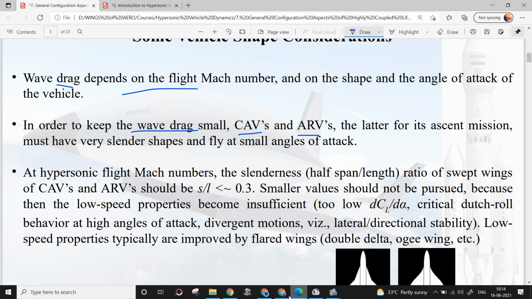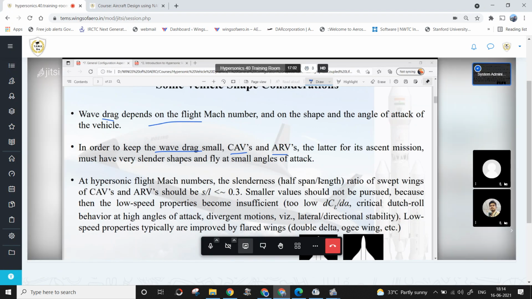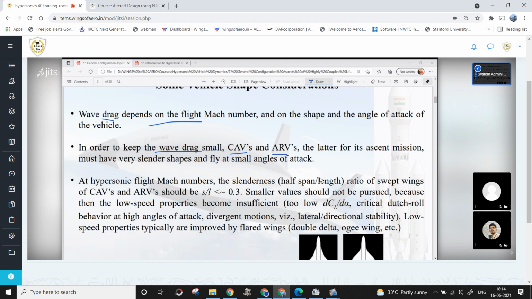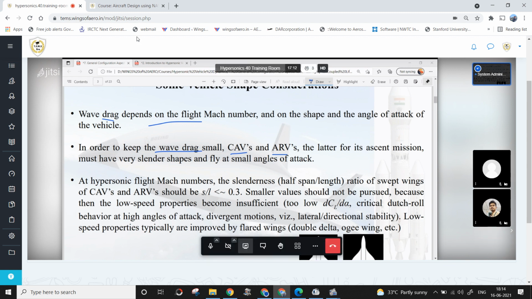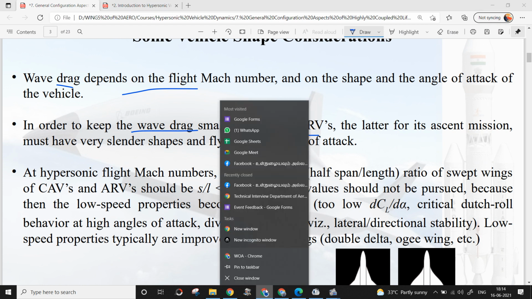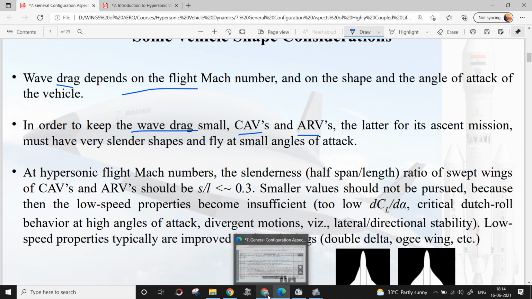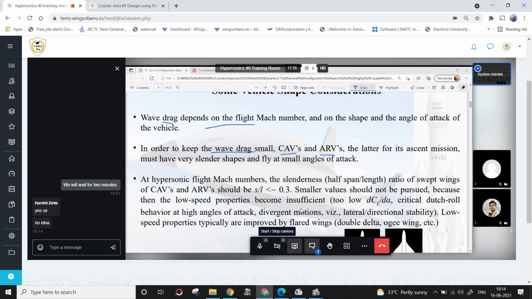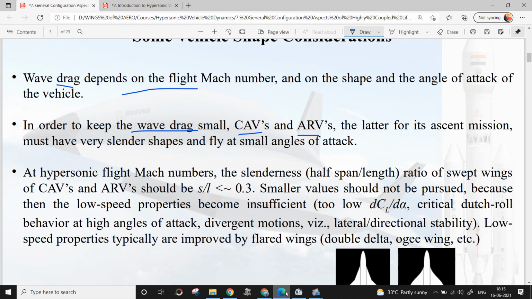So what is ARV? Anyone? You can also type in the chat. What is ARV? Ismail or Harshil? Any idea about ARV? CAV is cruise and acceleration vehicle, right? What is ARV? No idea. Okay. Ascent and re-entry vehicle. I think you have not attended the previous session, right? Ascent, re-entry vehicle.